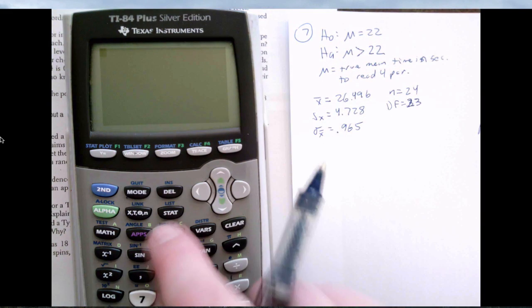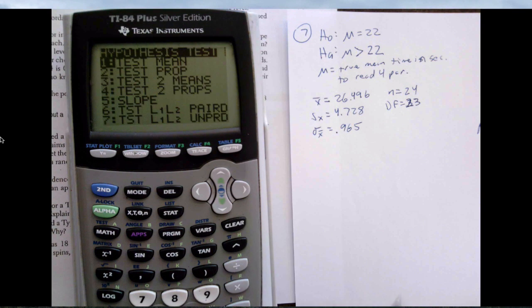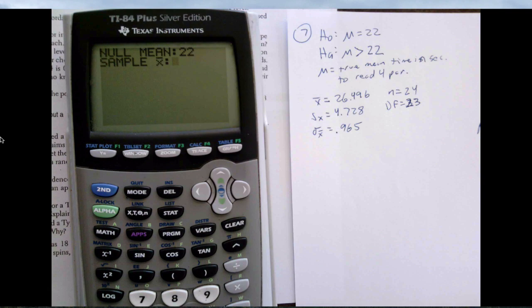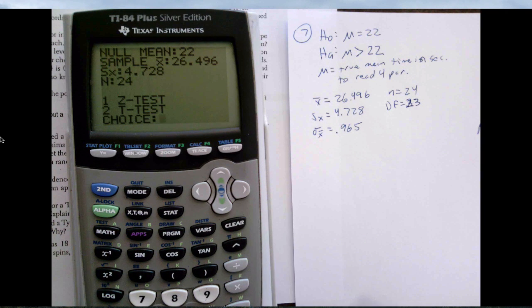All right, so if I run AP stats, now I go to a hypothesis test, test on a mean. The null mean in this case is 22. Okay, the sample x bar is 26.496. S of x is 4.728. n is 24. Okay, and we're going to run a t-test.